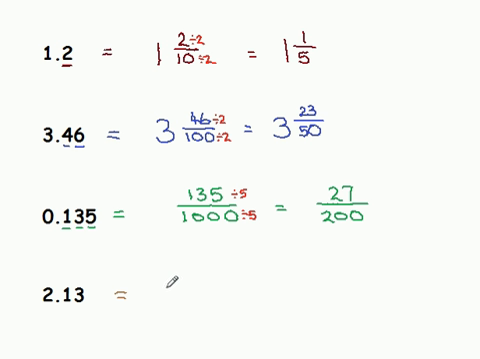Now we've got 2 and we've got 1, 2 places here, so we're going to have 0, 0 there, and a 13 up the top. Now with this one, there's nothing that I can do to it. No number goes into both 13 and 100 except 1, and dividing by 1 has no effect. So this one is already as simplified as it can be.